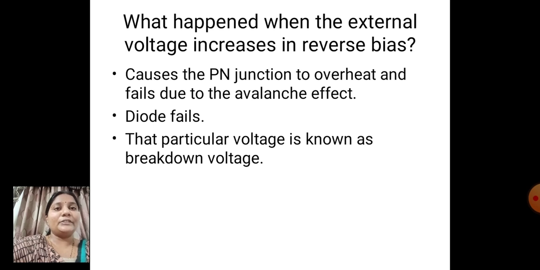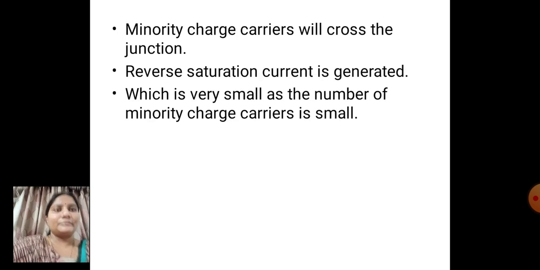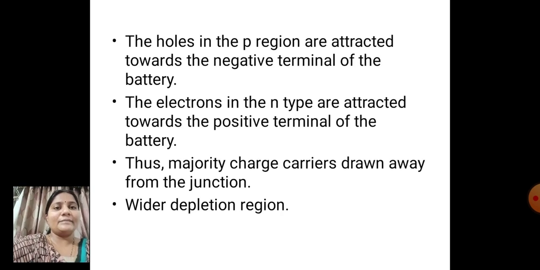So coming to the conclusion of reverse bias, what happened when a PN junction diode is connected in the reverse bias condition? What happened? It will simply act as an off switch, and it conducts very little current, which is due to the minority charge carriers, and depletion region width will be increased, and it works as an off switch.